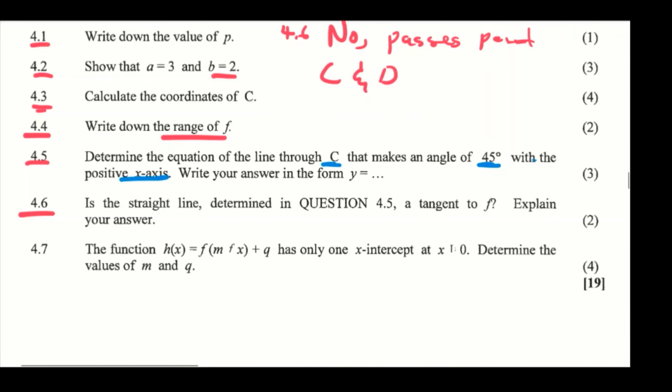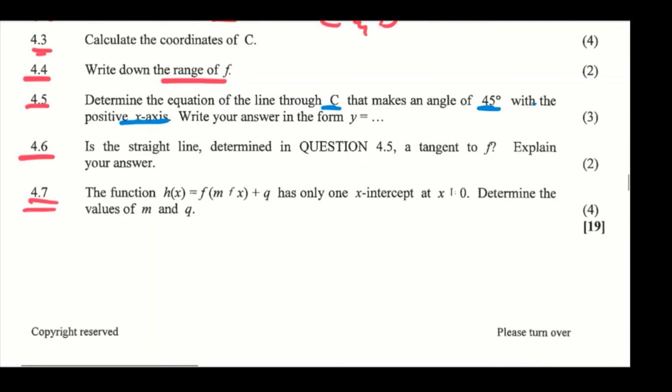And then 4.7, which says that the function h of x is equal to f of x, it's supposed to be f of (m minus x), and plus q, has only one x-intercept at x equals 0. So here it's f of (m minus x) plus q. Determine the values of m and q.